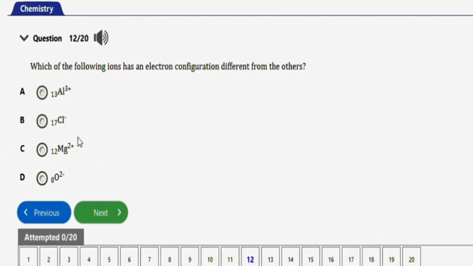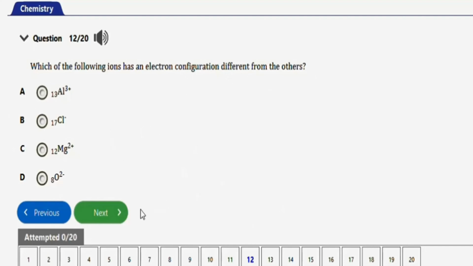So the exception here is option B, the chlorine charged atom. Okay, this one is forming argon, the others are forming neon, only chlorine is forming argon. Alright, so it's a different one. Which of the following ions has an electron configuration different from the other? So it's the chlorine charged atom here.